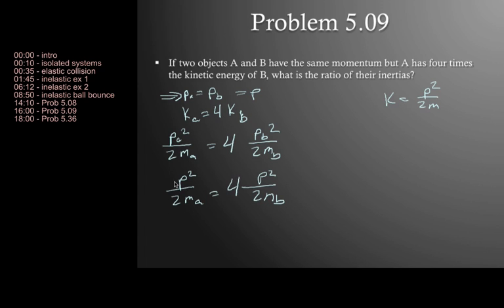And we can simplify this a bit more because both sides have a P squared, so we can get rid of that. Both sides have a divide by 2, so we can get rid of that. So what we have is 1 over MA equals 4 times 1 over MB. What we want is the ratio of MB to MA, so let's just multiply by MB. So MB over MA is going to be 4. So the ratio of their masses is 4.